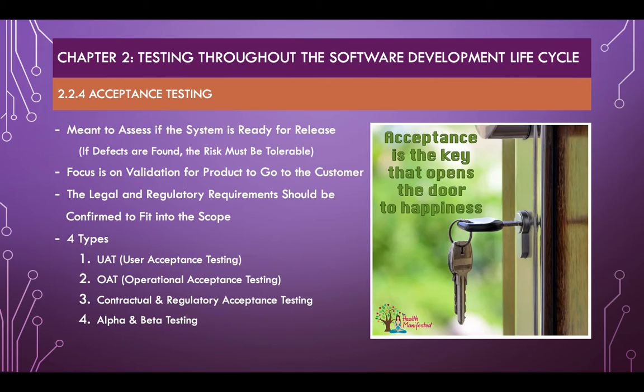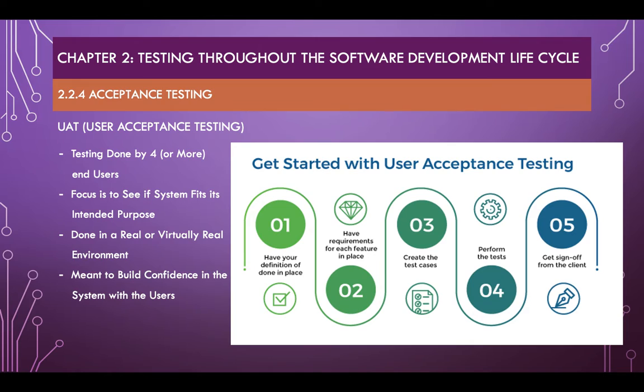There are 4 types. User acceptance testing, UAT, operational acceptance testing, OAT, contractual and regulatory acceptance testing, and alpha and beta testing. UAT, user acceptance testing, is done by 4 or more end users. By end users, they mean customers or stakeholders. Usually the customer will decide who does it, who's considered an end user. Focus is to see if the system fits its intended purpose, done in a real or virtually real environment, meant to build confidence in the system with the users.